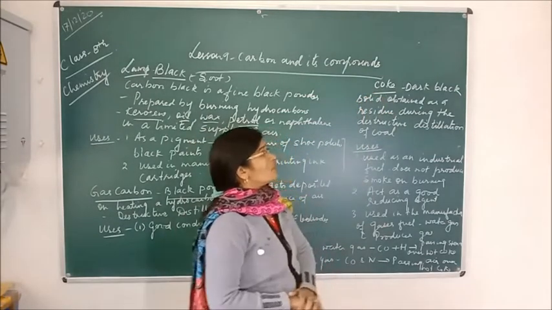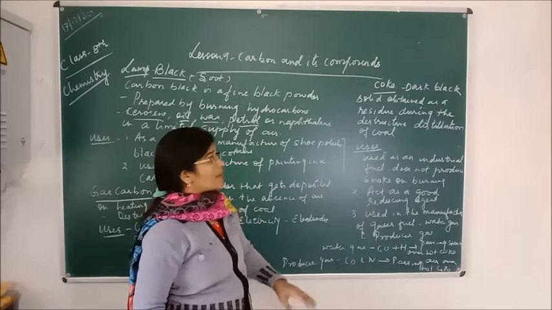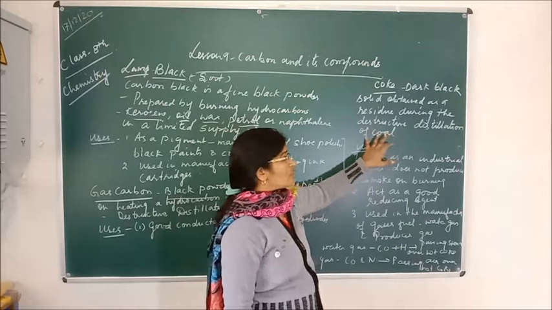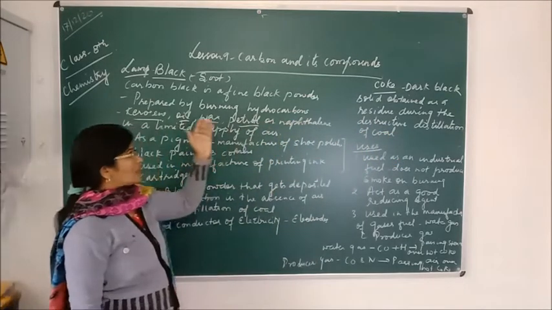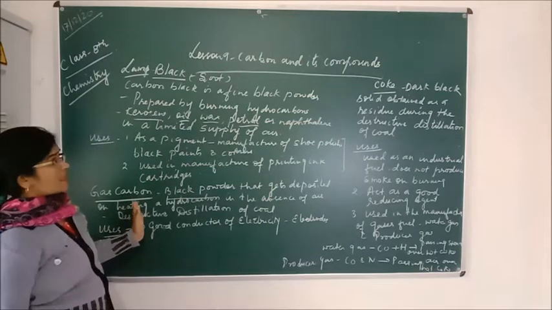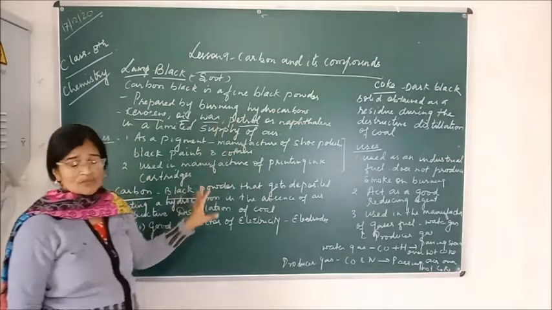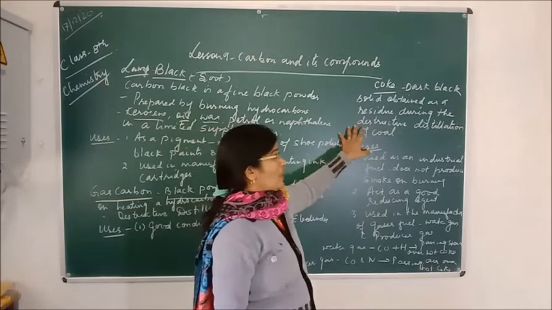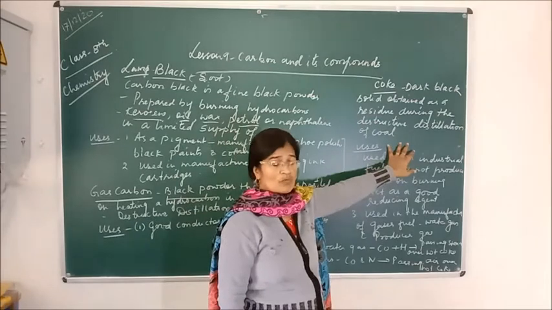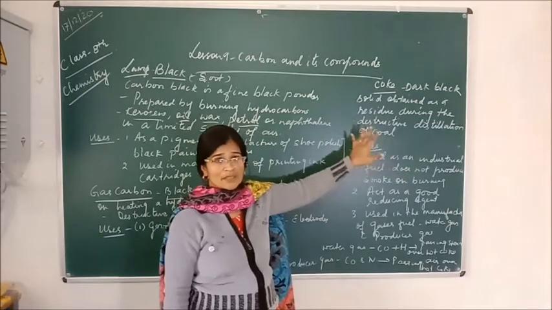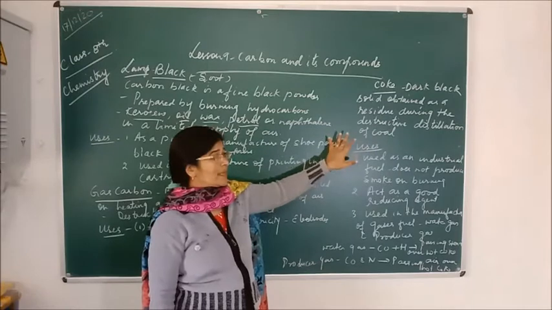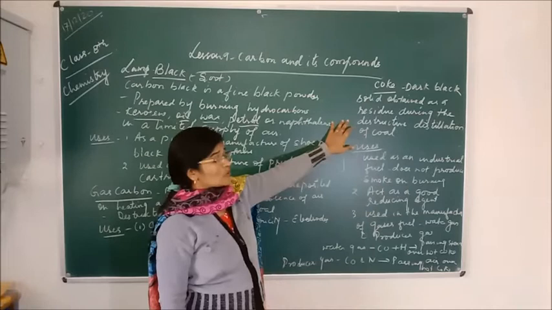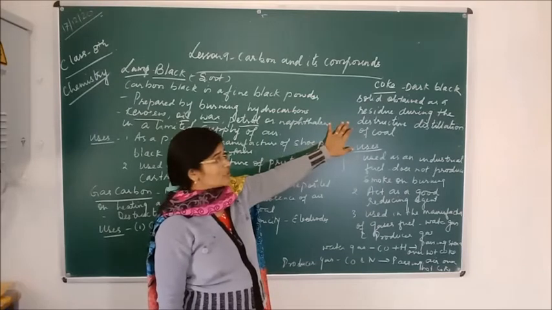Coke is also an amorphous form of carbon, and it is a dark black solid obtained as a residue during destructive distillation of coal. One thing you should know is that lamp black, gas carbon and coke, all these amorphous forms of carbon, are obtained by destructive distillation of coal. Destructive distillation means heating the coal in the absence of air at a high temperature.